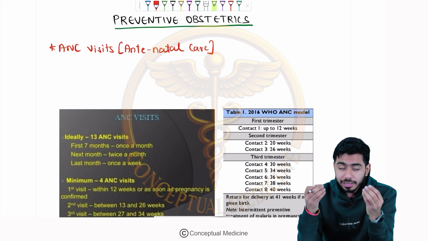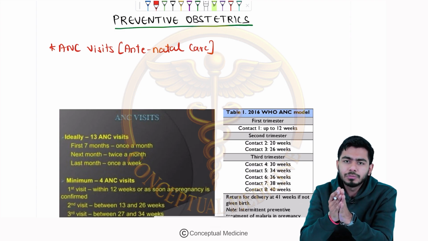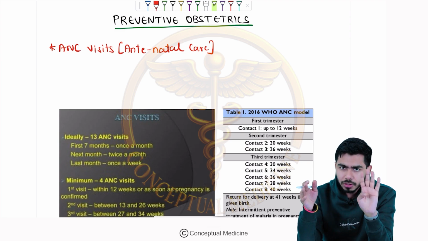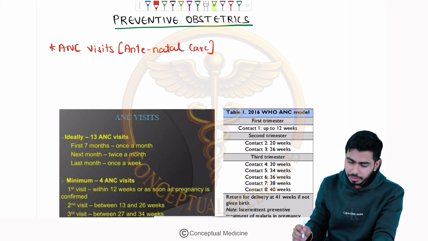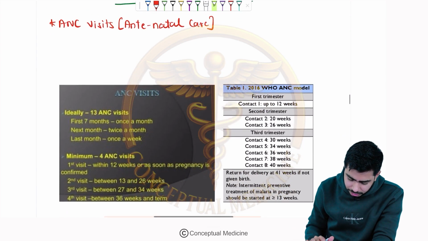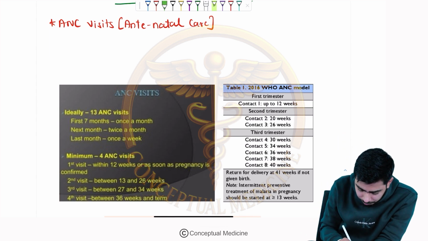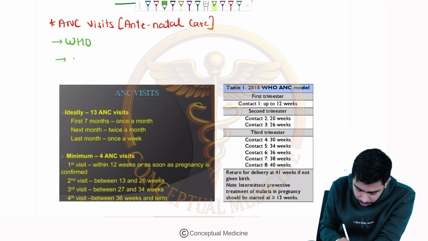So if the MCQs are coming regarding that, then you will be marking that 4 antenatal care visits. We are talking about before the birth of the baby, right? So now coming to the topic, guys, ANC visit. We have 2 things: WHO is saying something and then Government of India is saying something. GOI is the Government of India.